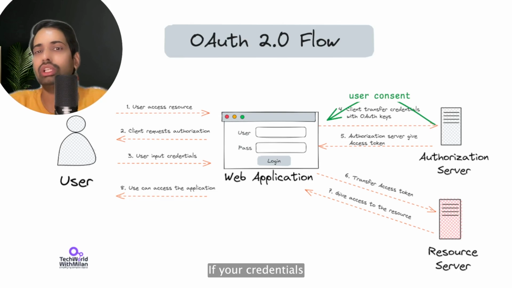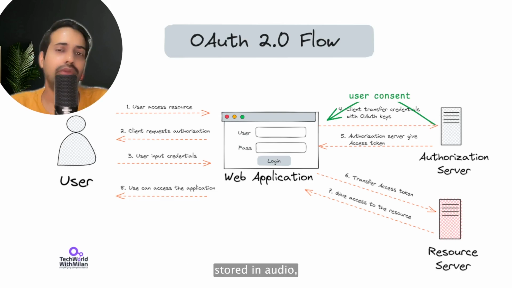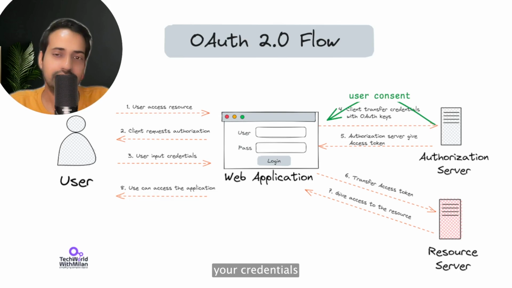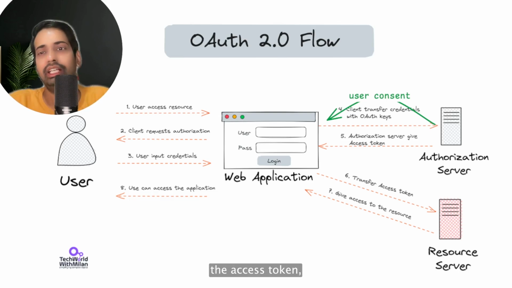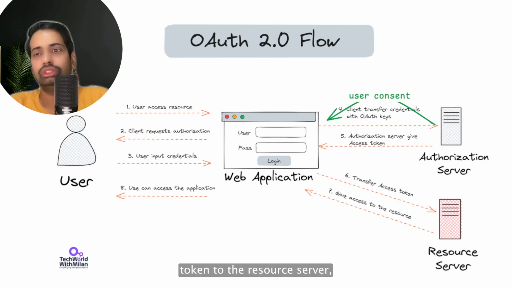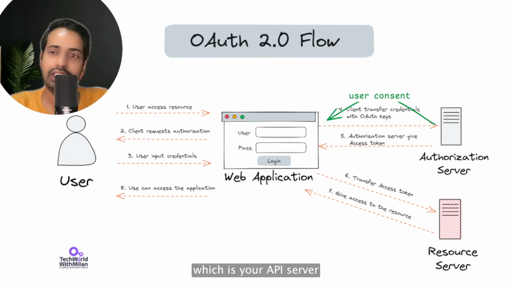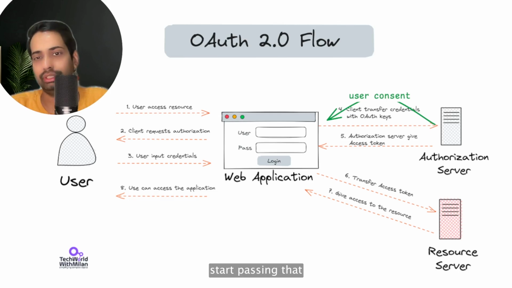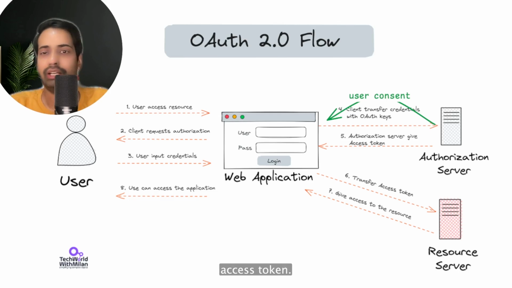If your credentials are already stored in Auth0, then Auth0 presents you the consent screen, and this is the authorization server which Auth0 contains. It validates your credentials and gives you the access token and ID token. Then you start passing the access token to the resource server, which is your API server or any server which has the protected information, and the resource server will grant you the data. This is how simple the auth flow looks.